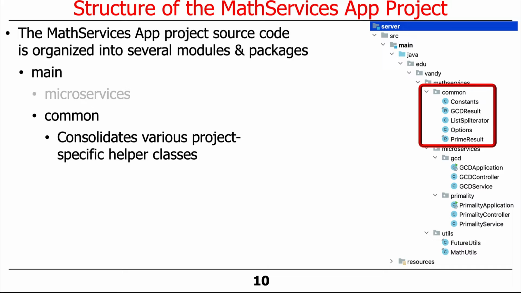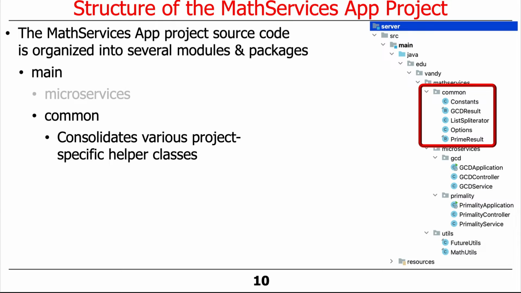There's a common package, which is going to consolidate various project-specific helper classes. We're going to have things here that are Java records for sending and receiving different kinds of typed parameters like the GCD results and the prime results. We're also going to have something cool called the list splitterator, which we're going to use to convert the incoming list of integers for the GCD application into things that are going to be used to process in parallel with pairs of greatest common divisor integers. We'll look at that when we get into the code.